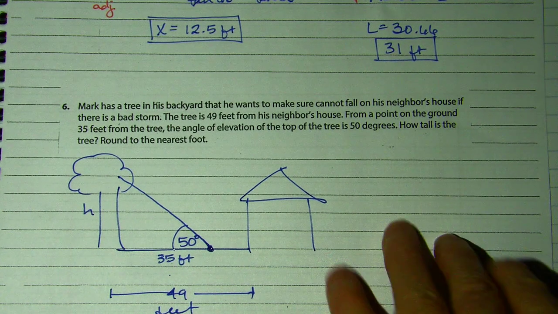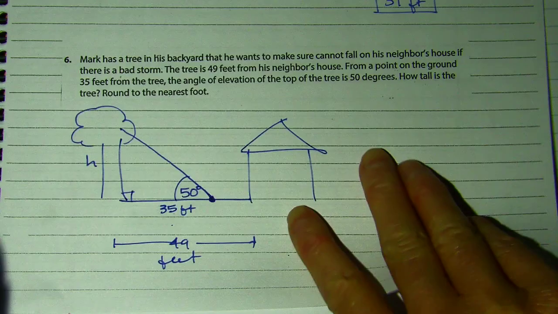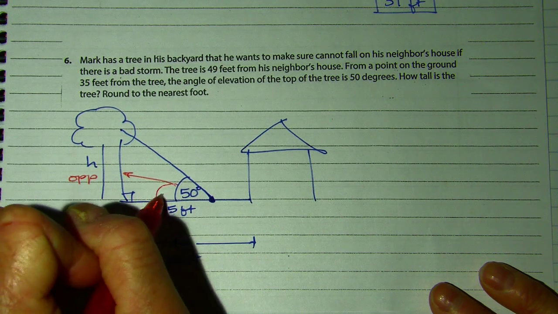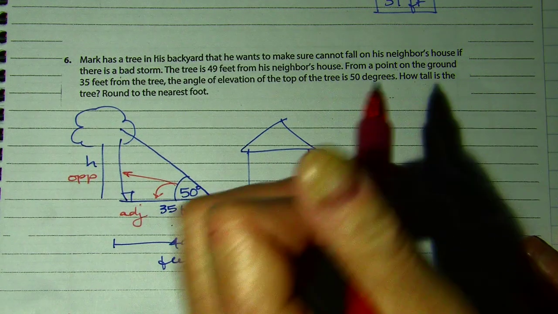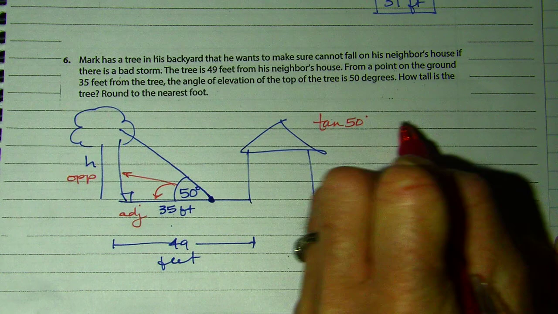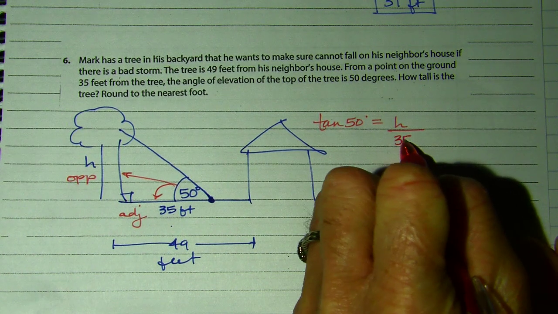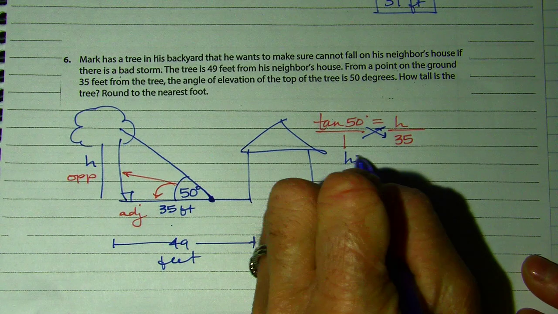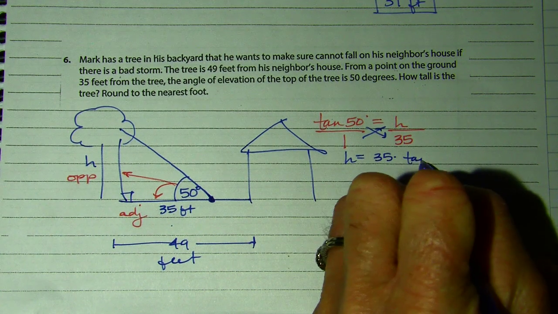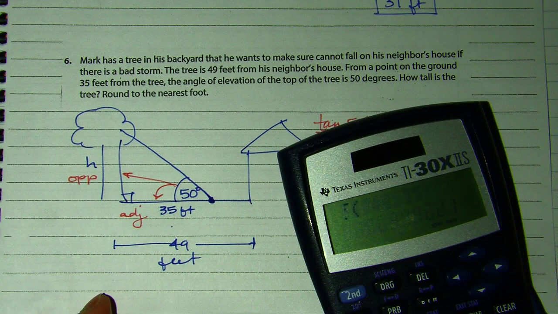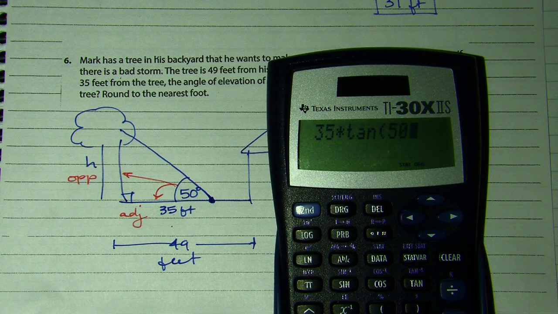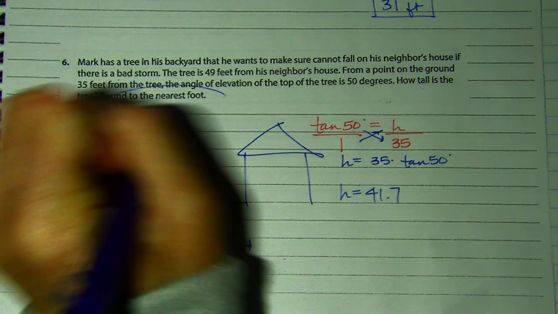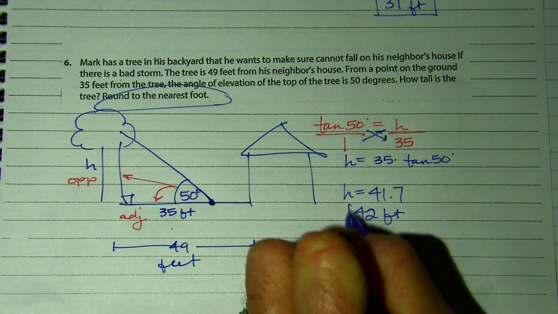So I'm going to label my sides. The tree and the ground should make my 90 degree. So according to what I have, the opposite over this touching is adjacent. So I'm going to take the tangent of 50 degrees equals the opposite over my adjacent side. And then I'm going to cross multiply. So 1 times h equals 35 times the tangent of 50 degrees. So 35 times the tangent of 50 degrees, I got 41.7. And it said to round to the nearest foot, so 42 feet.